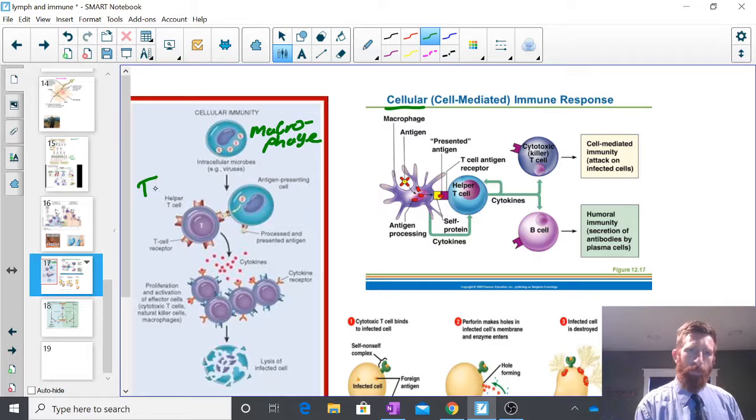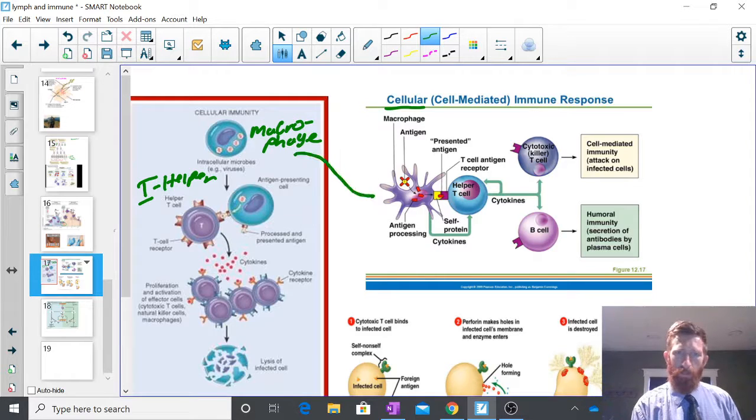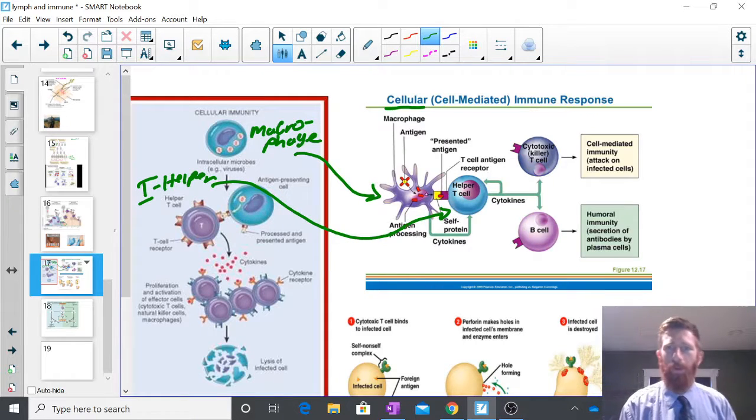So this is a T helper, right? And remember, they're T cells because they mature in the thymus, perfect, good job. So T helper cells, they basically do two things. So here's our little macrophage right here, and then here's our T helper cell right here. You guys can read. I don't know why I'm drawing arrows, but I am. So T helper cells, they actually help with the humoral immune system.